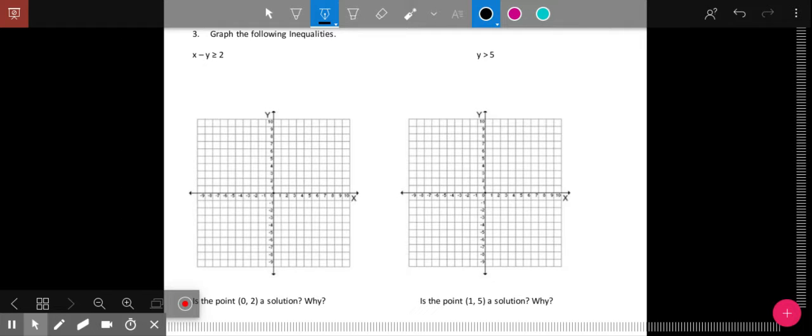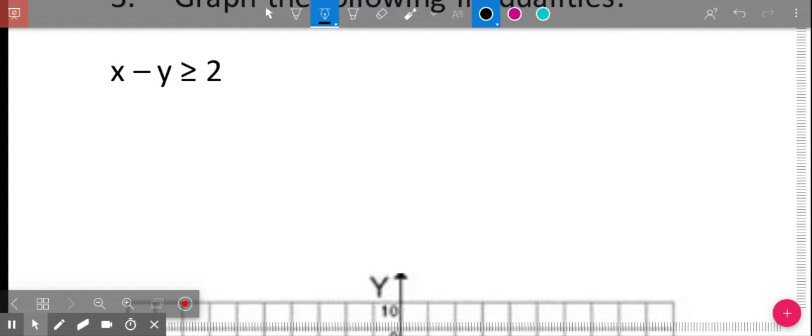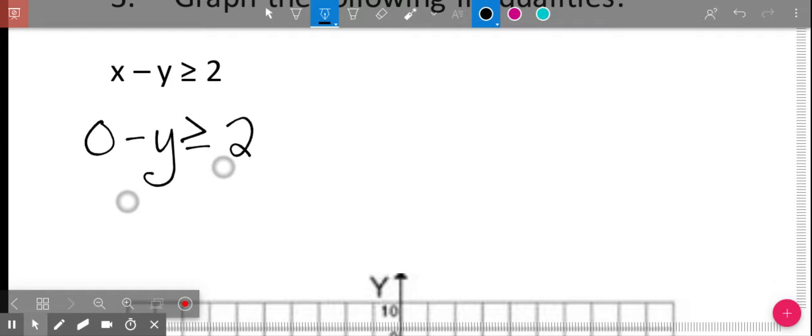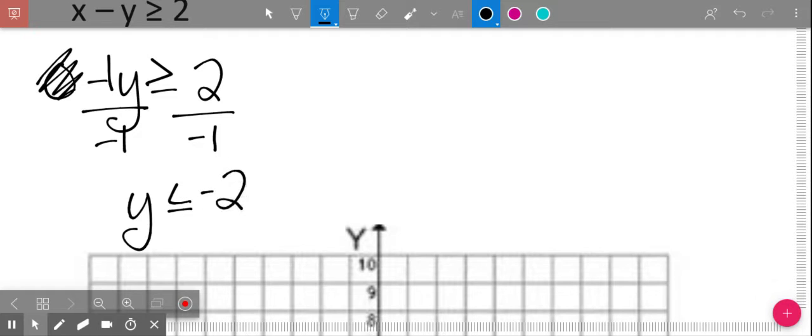All right, so the next one we've got is x minus y is greater than or equal to 2. So for this problem, this is in our standard form. So we're going to go ahead and find our intercepts. If I'm looking for my y-intercept, I'm going to plug in a 0 for my x. So I'll have 0 minus y is greater than or equal to 2. Well, the 0 just goes away. I still have that negative 1 in front of the y. So I'm going to divide out the negative 1, and I'll get y is, we flip the inequality, so less than or equal to negative 2. So my y-intercept is going to be 0, negative 2.